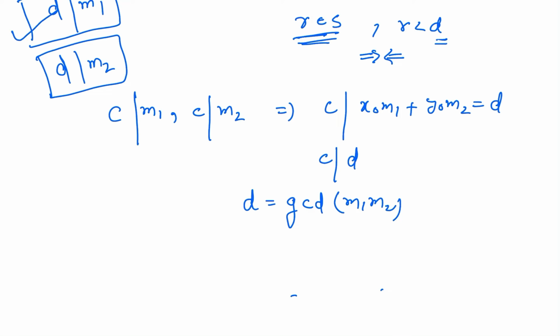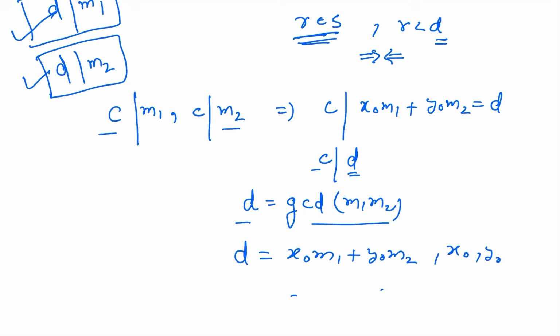That D divides M1, D divides M2. If any other integer is a common divisor of M1 and M2, then that common divisor divides the D. That means D is the GCD of M1 and M2. And D is equal to X nor into M1 plus Y nor into M2. And X nor and Y nor are two integers.